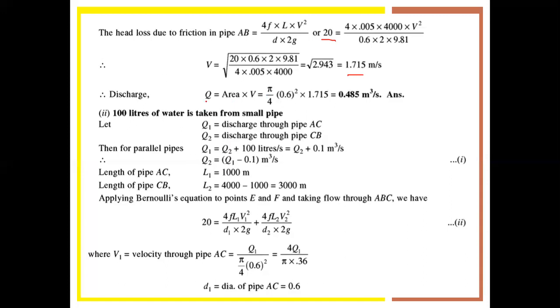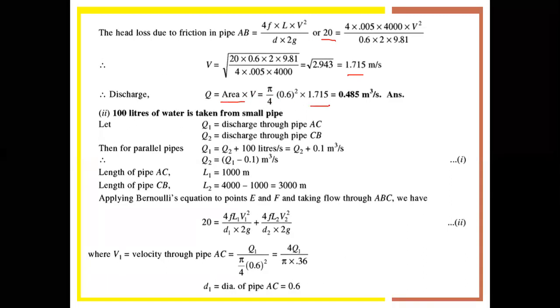After getting V, simply get the area. Discharge is equal to area into velocity. Therefore, pi by 4 d square, 0.6 square, into 1.715, that is 0.485 meter cube per second. That is the first case. Then what is the second case?